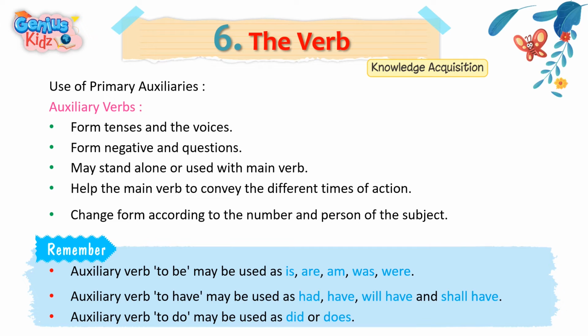Remember, auxiliary verb to be may be used as is, are, am, was, were. Auxiliary verb to have may be used as had, have, will have and shall have. Auxiliary verb to do may be used as did or does.